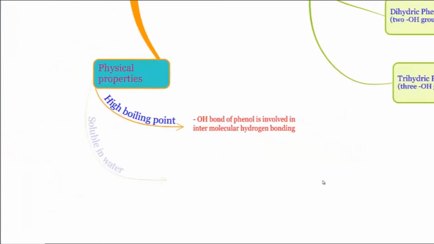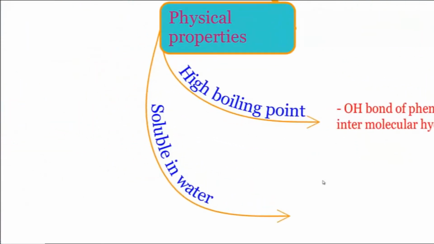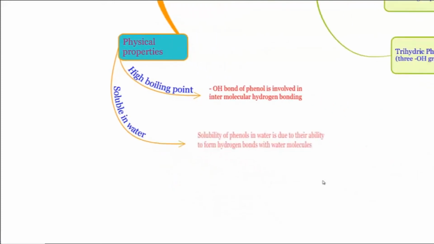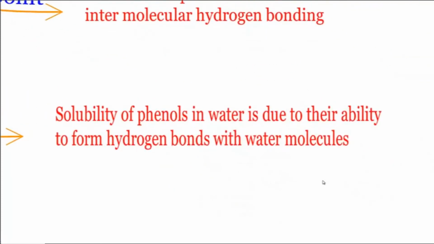Now let's look into the second important physical property, that is phenols are having the ability to be dissolved in water. Phenols are soluble in water. What is the reason for this? Phenols have the ability to form hydrogen bonds with water molecules. So this enables the phenol to be dissolved in water. These two physical properties would be a question for give reason, 1 mark each.